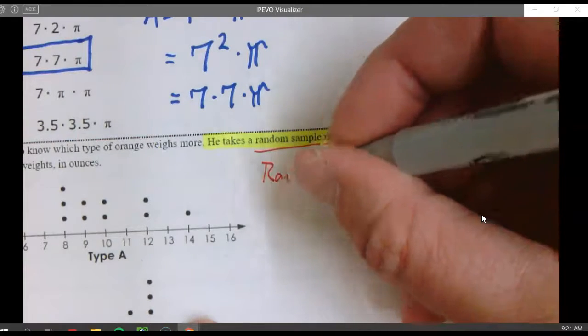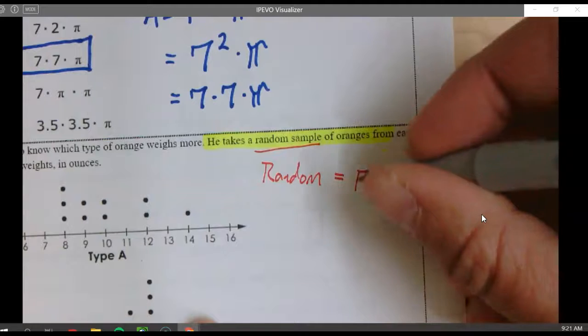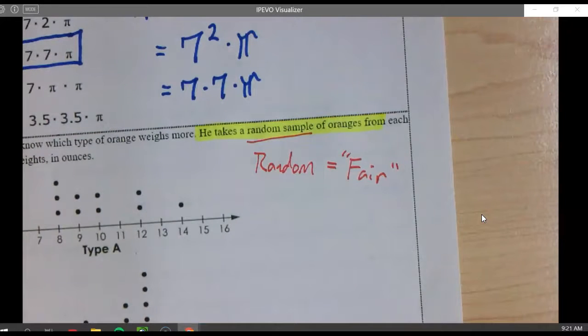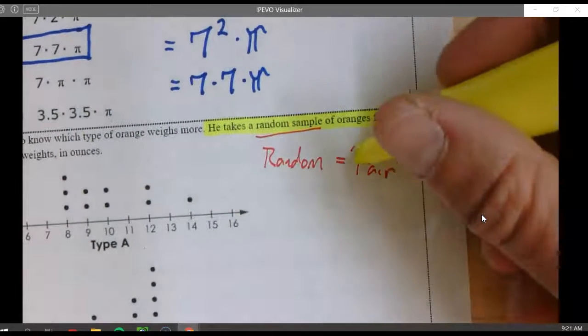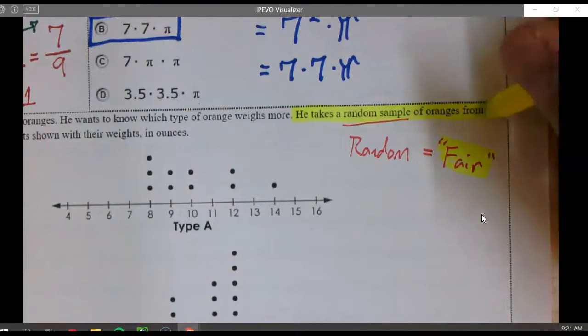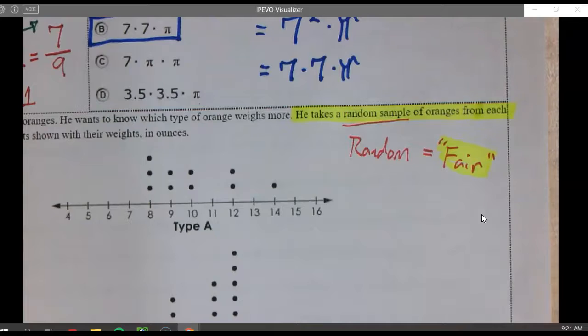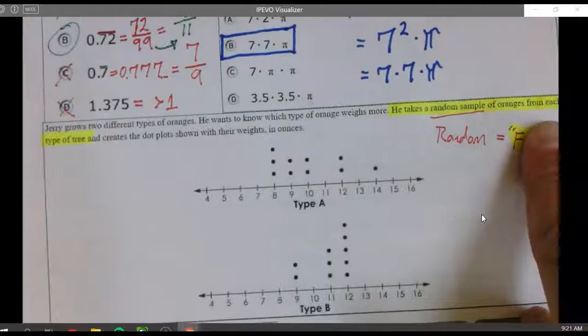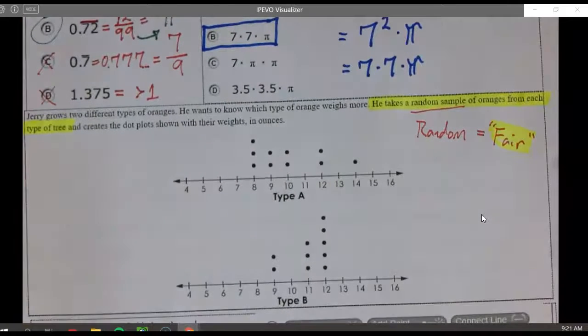random is the best attempt we have at being fair. How does he make it fair? Well, it comes from each type of tree. He doesn't just look at one tree. Sorry, I would highlight type of tree over here so you get each type of tree.